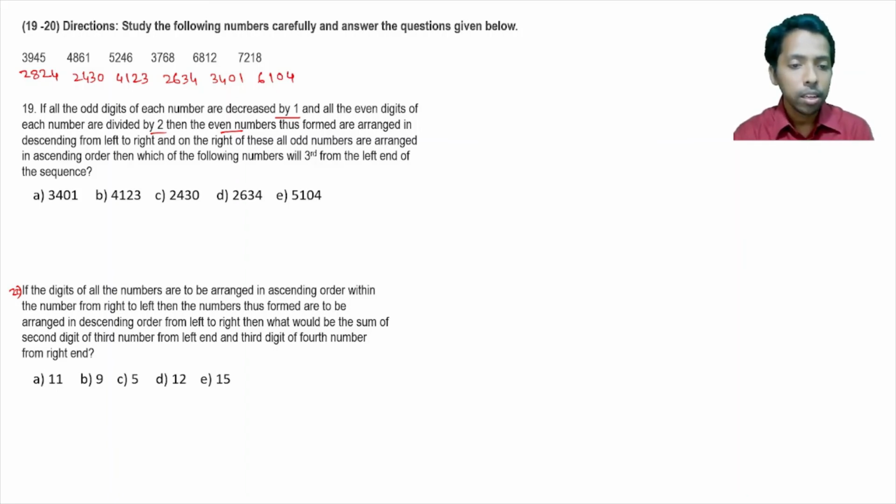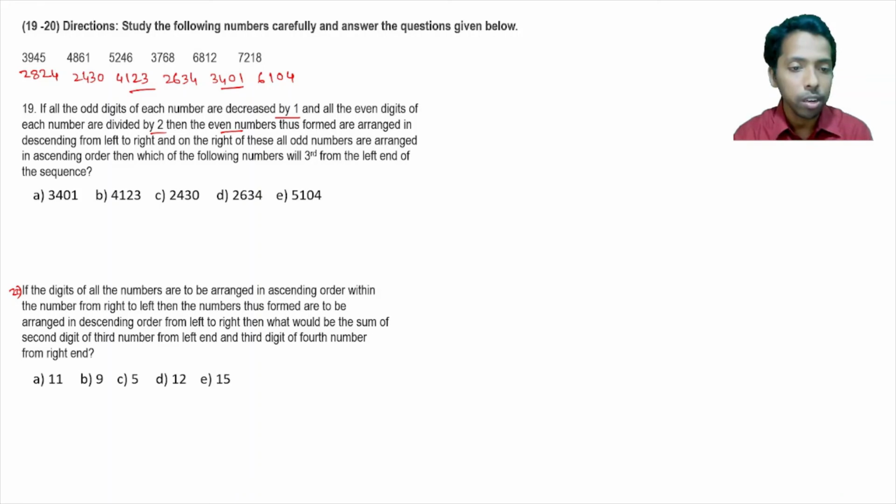Now it's saying that the numbers are arranged in descending order. The even numbers it is talking about. So these are even numbers. Only these two are odd numbers, right? So these two we will arrange later. But first of all, arrange all the even numbers in descending order from left to right.